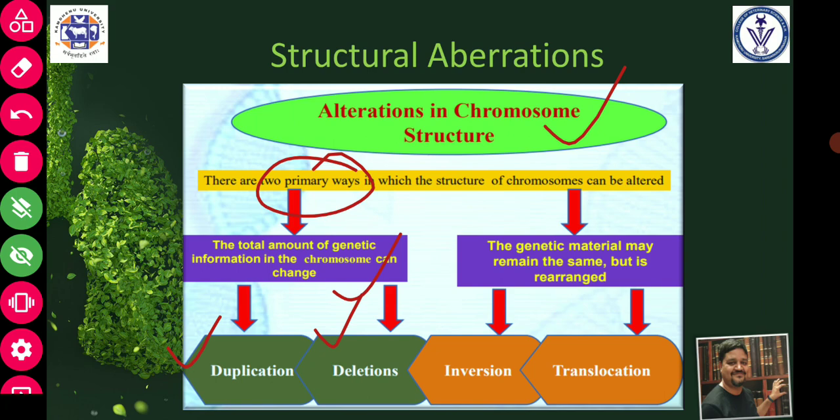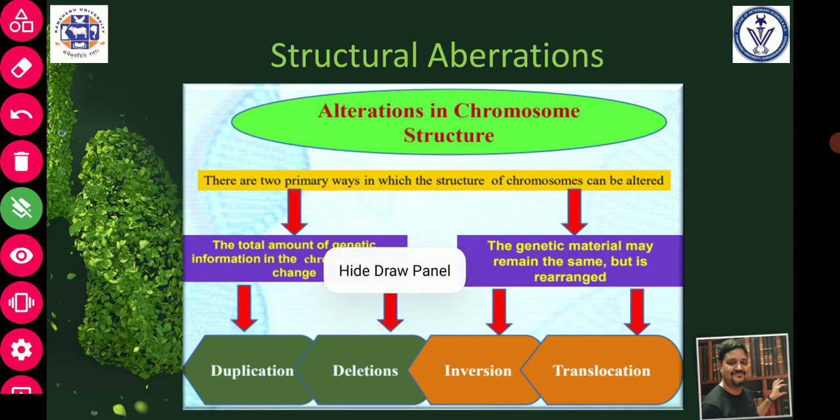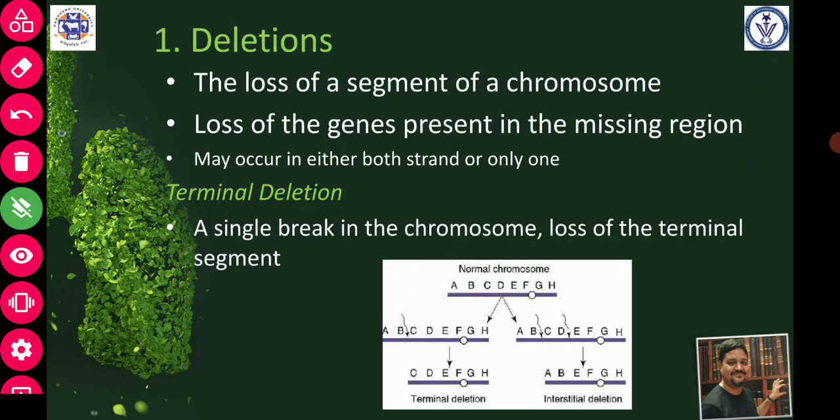But as of now, you can remember that there will be a change in the amount of genetic material in case of duplication and deletion, whereas there will not be any change in the amount of genetic material in case of inversion and translocation. But there will be rearrangement of the genetic material. So let us see what these four types of structural chromosomal aberration are.